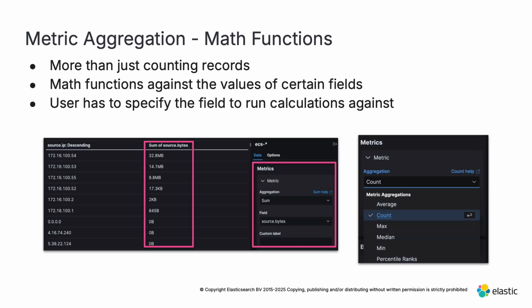For metric aggregations, we can use a variety of math functions against the values in a specified field. In this example, we chose source.bytes, and then we're using the sum aggregation, and we are seeing how many bytes were sent by each source IP address. There are different metric aggregations we can use, such as average, maximum, median, and min.